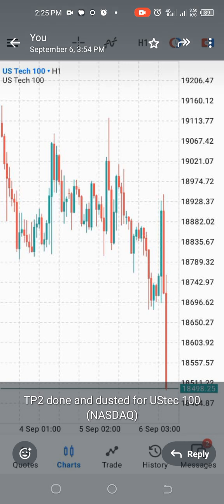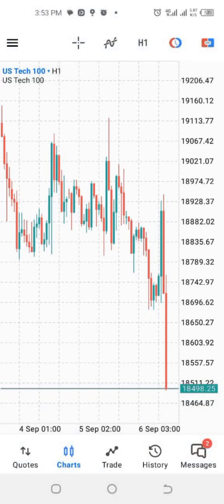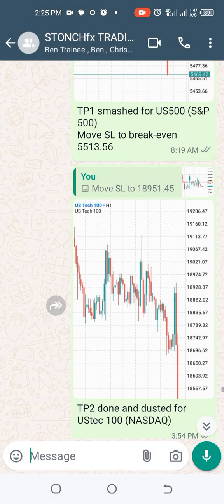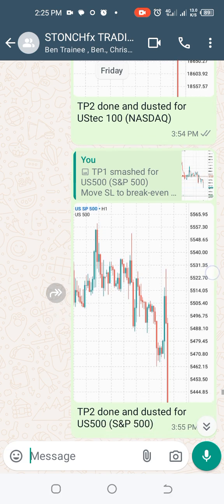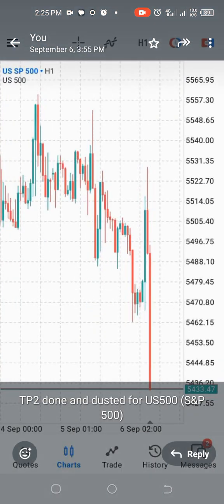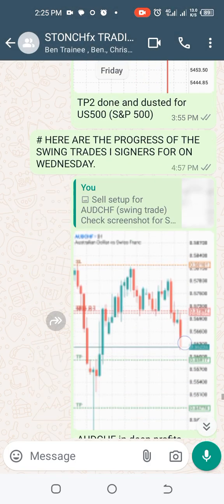Nasdaq, aka US Tech 100, also smashed TP2. So it smashed TP1 earlier, now it smashed TP2. And S&P 500 smashed TP2 accordingly.